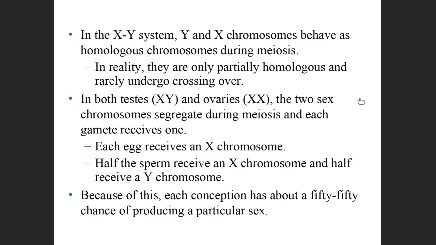When it comes to the formation of eggs and sperm, the X's and Y's will segregate so that the egg has an X, and sperm can either have an X or a Y. Because females are XX, all the eggs will carry an X. But in males that are XY, half the sperm carry a Y and the other half carry an X. So theoretically, there's a 50-50 chance of having either a boy or a girl. In reality, it's not 50-50.